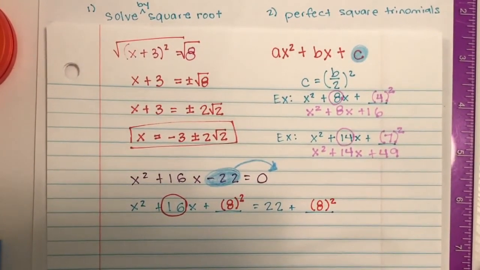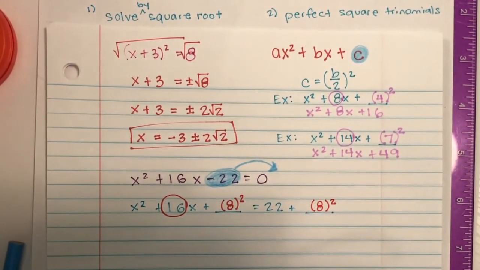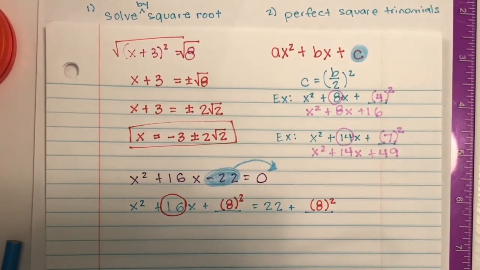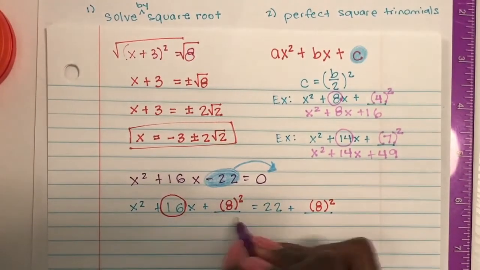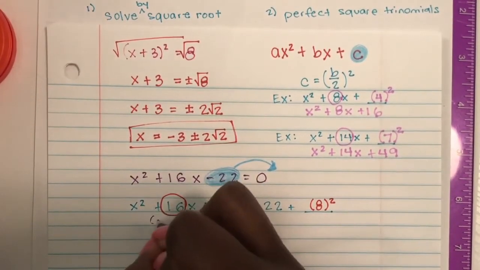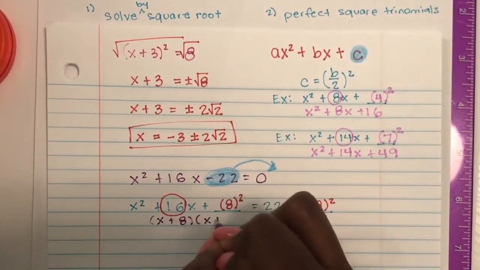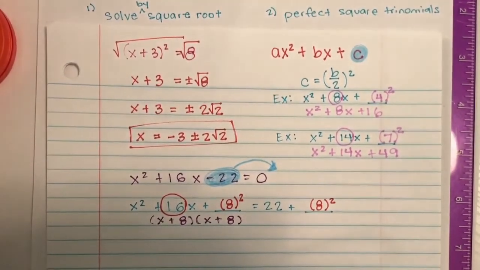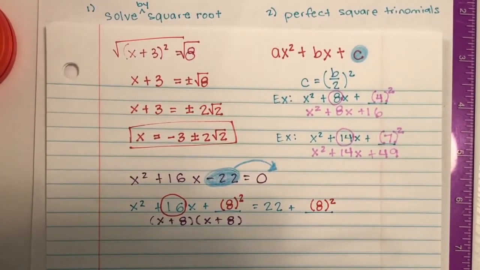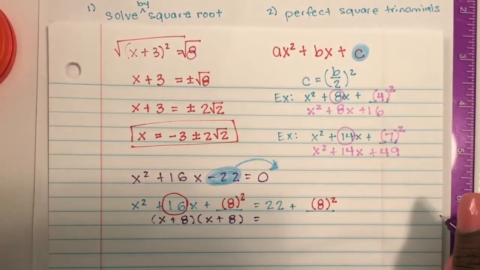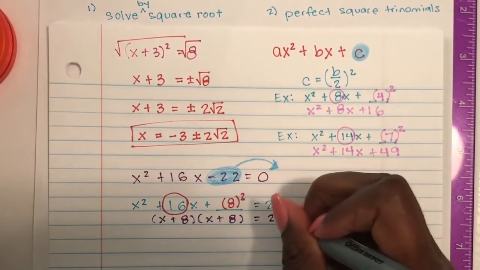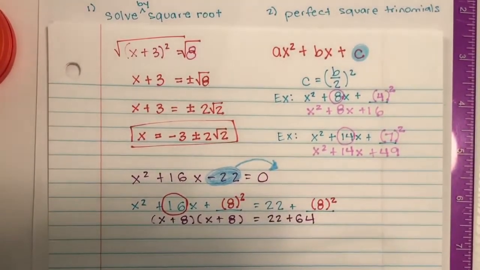Okay, so the next part with completing the square is you want to factor on the left and simplify on the right. When we factor this, the factors would be x plus 8 times x plus 8, because that quadratic is x squared plus 16x plus 64. And when we simplify over here, that would be 22 plus 64.